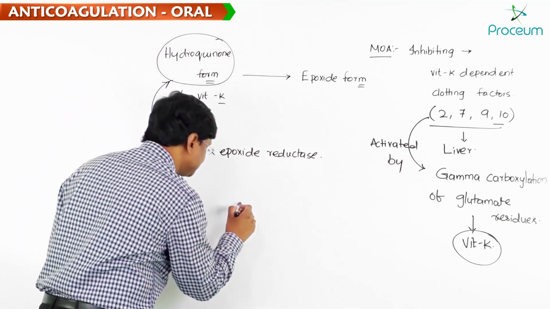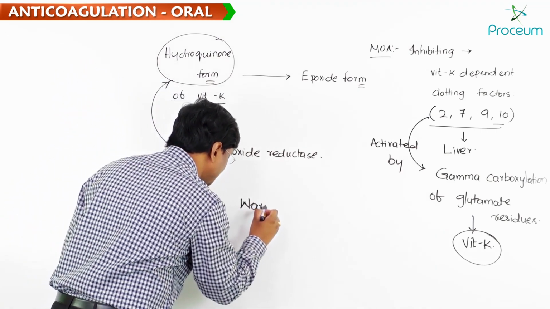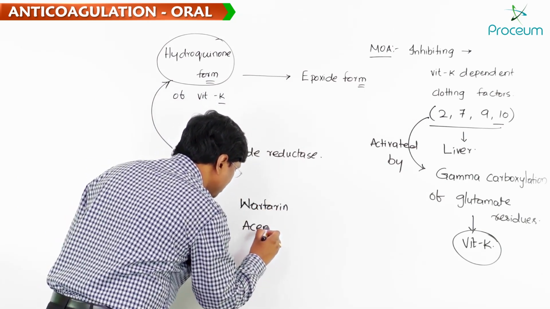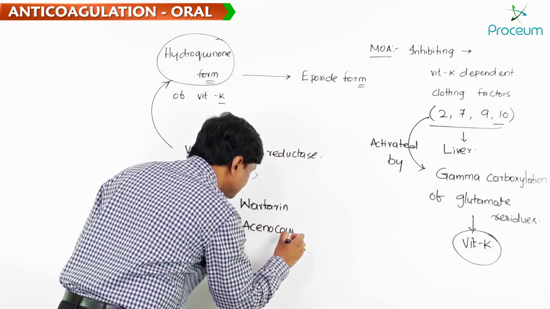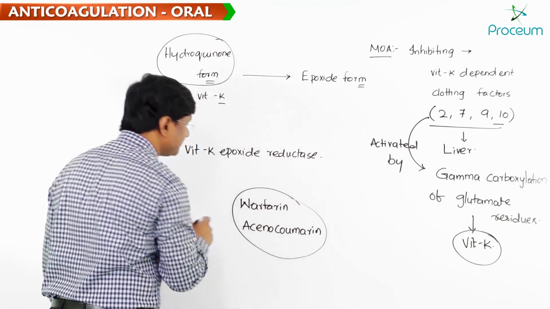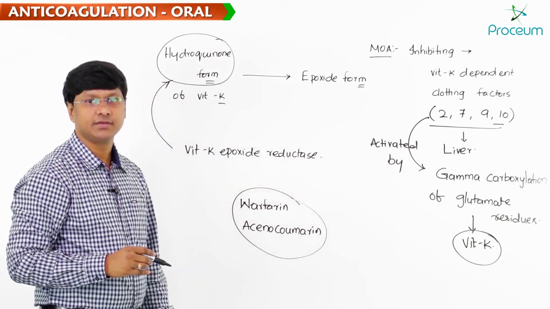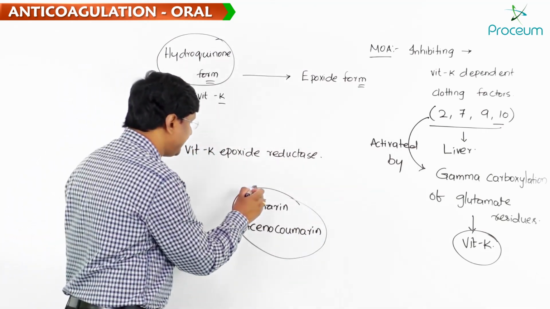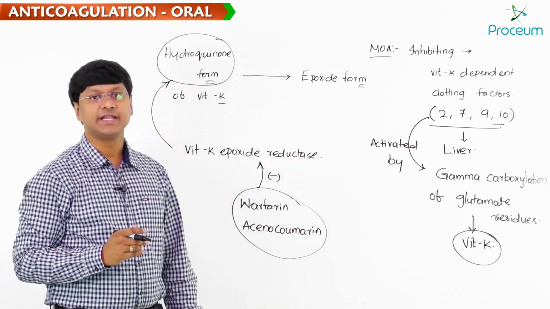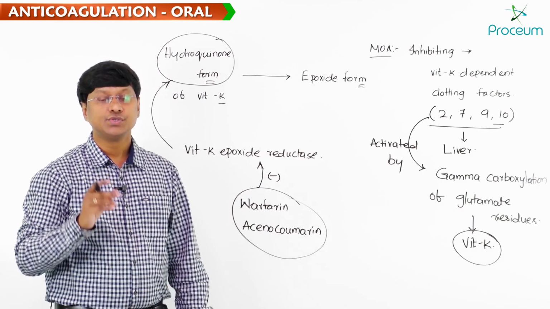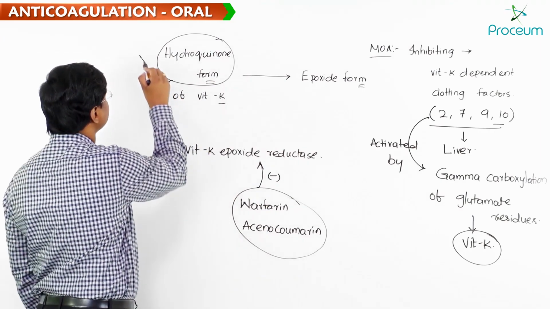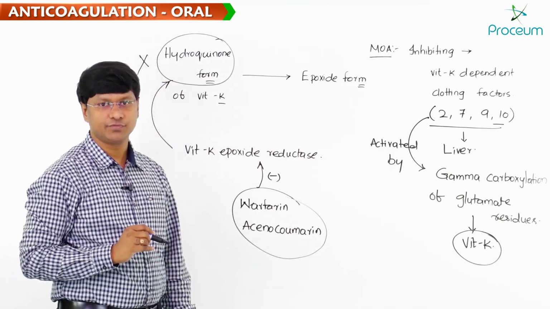Okay, so this Warfarin or Sucribe, what they will do is they will inhibit this enzyme, right? They will inhibit the vitamin K epoxide reductase. So oral anticoagulants will prevent the regeneration of this hydroquinone form.